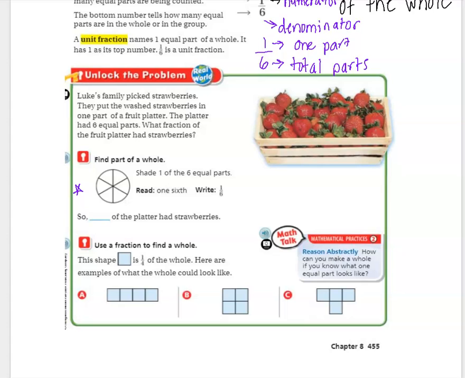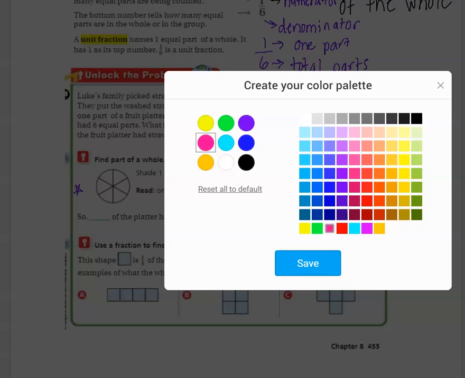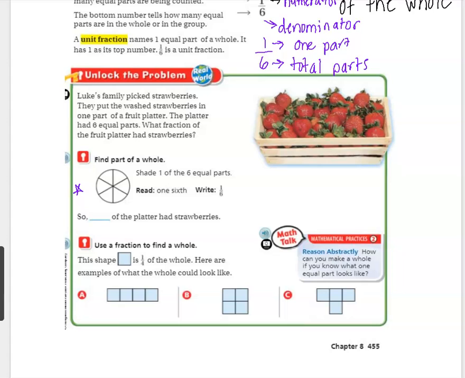And out of those pieces, one of them, and we'll change our color here, one of them are the strawberries. So I'll make them pink. So one part out of the 6, so think about a plate divided into 6 pieces, one part were the strawberries. So therefore, 1/6 of the platter had strawberries. I can read this or write this in 2 different ways. I can write the word form 1/6, or I can write the fraction 1/6.